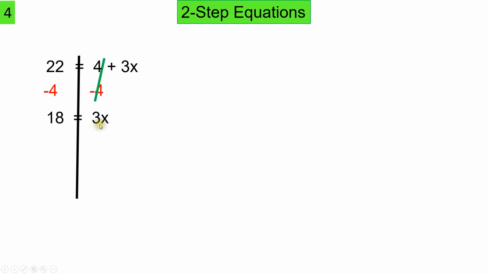Okay, how do I get rid of the 3 here? Well, I divide it by 3. Okay, so that cancels and becomes 1. So 1x is equal to 6. 18 divided by 3 is 6.